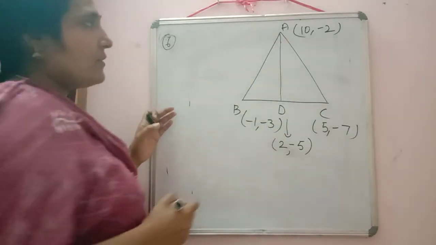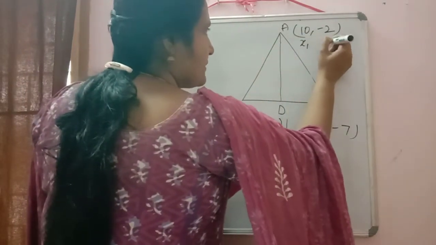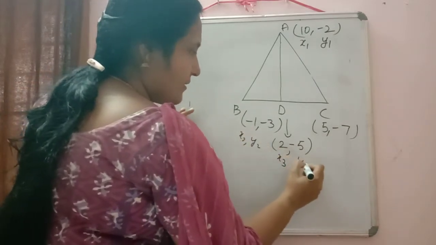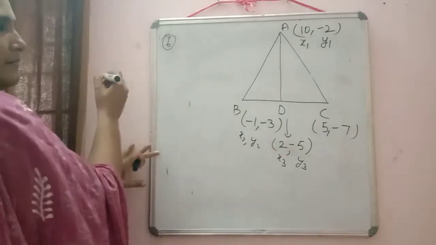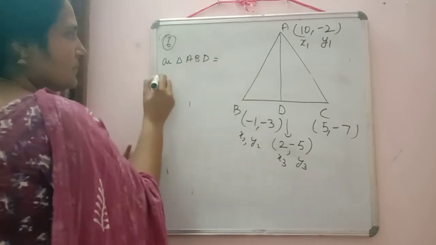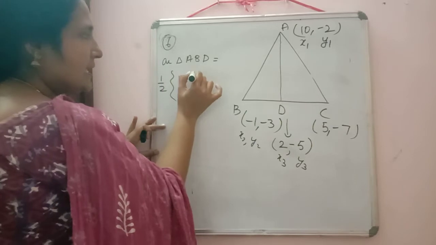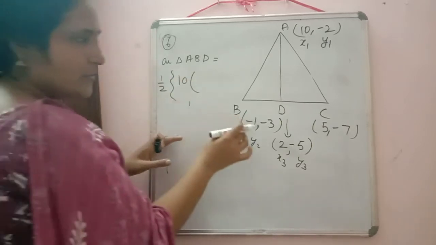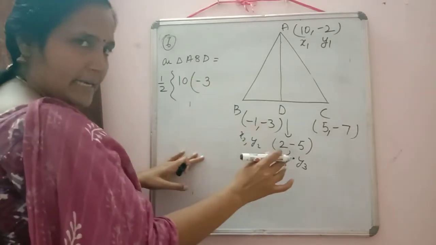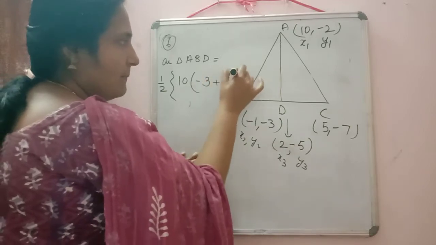Again first I am calculating the area of triangle ABD. So I am marking the points here x1 comma y1, x2 comma y2, x3 comma y3. So I am writing from here area of triangle ABD is equal to half into x1. In place of x1 what we have? 10 into y2 minus y3. So it will be equal to minus 3 minus 5. So minus and minus will be equal to plus.